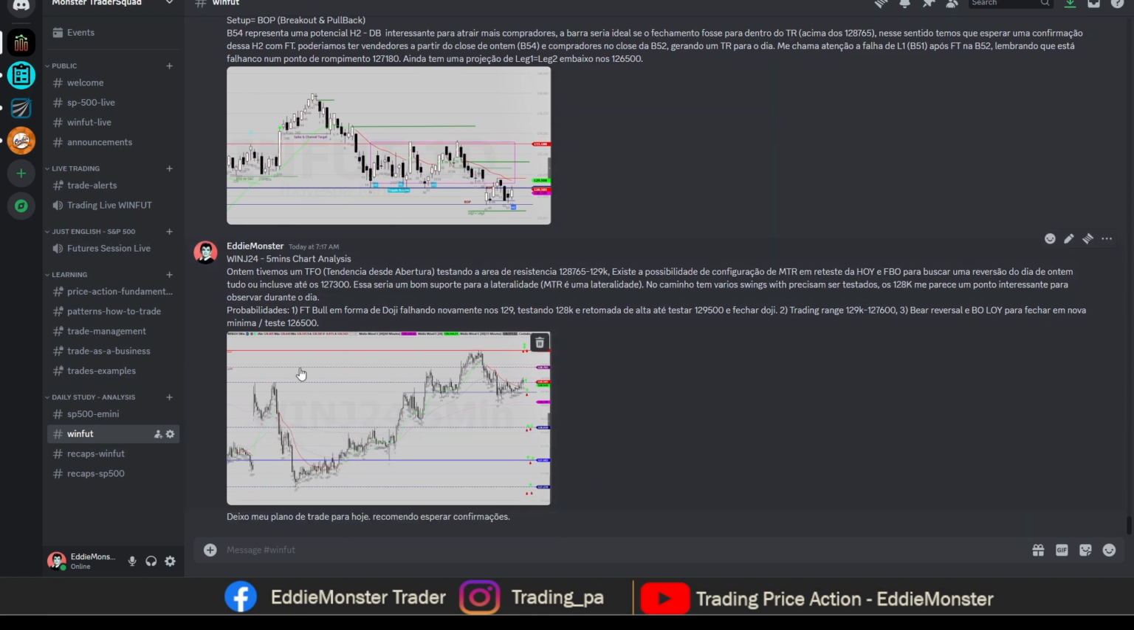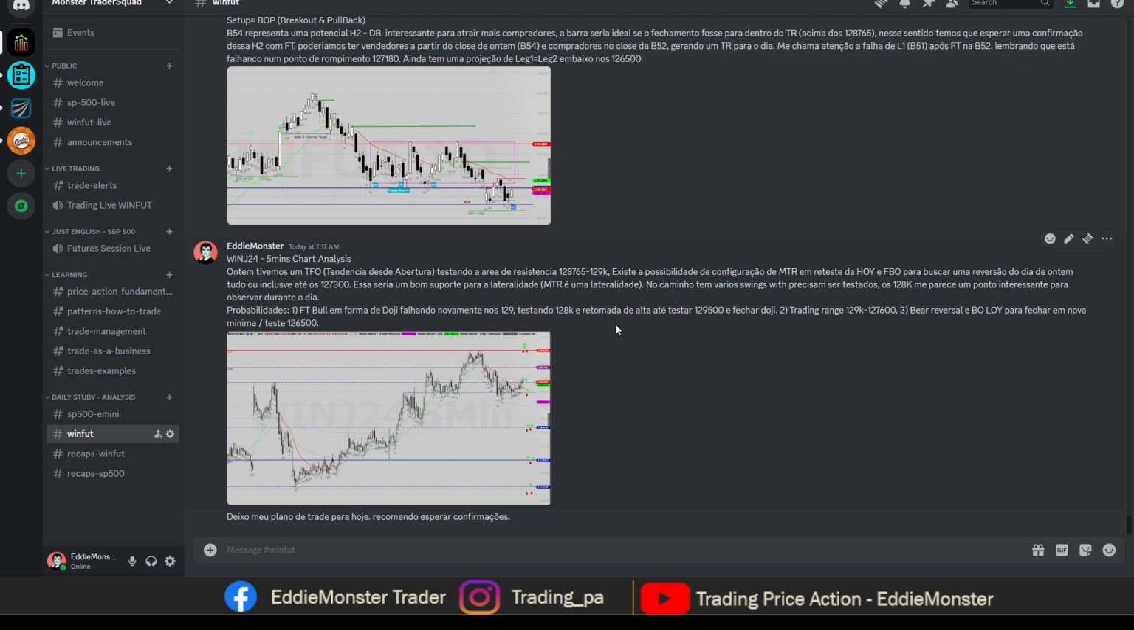As probabilidades que eu estava colocando no dia de hoje eram follow through bull em forma de doji, falhando no 129, o trading range, o bear reversal, né? Basicamente isso. Tomada de alta, testar 129.500. Para o mini índice, eu não estava dando uma probabilidade desse tipo de spike que a gente teve hoje.